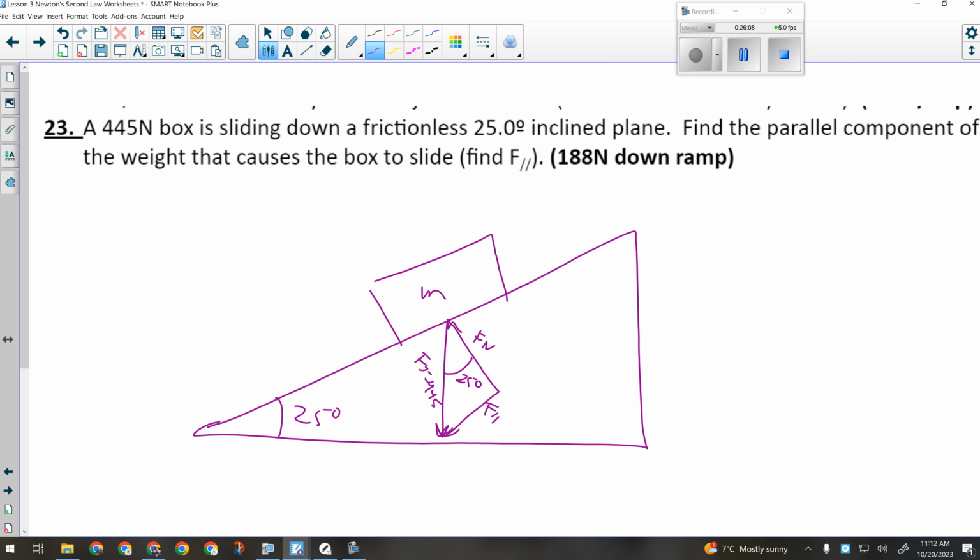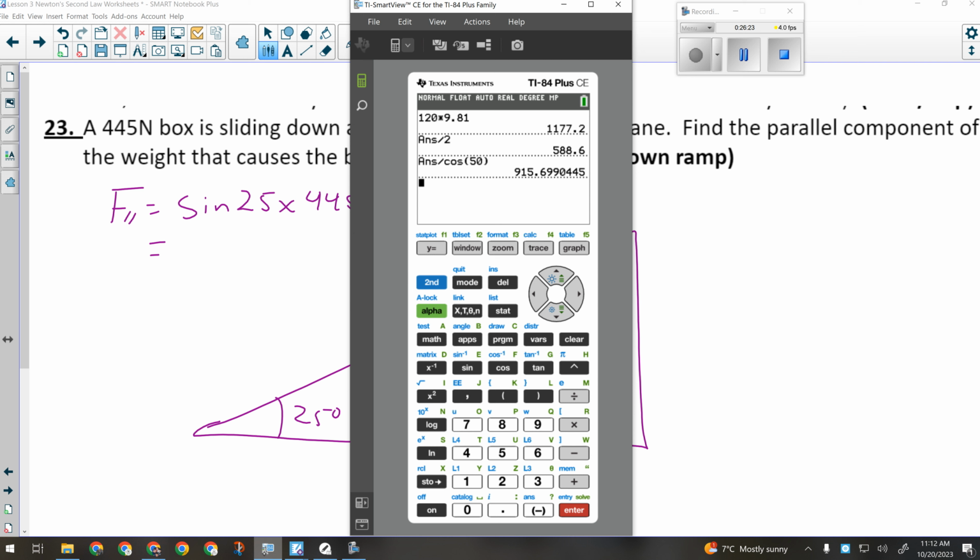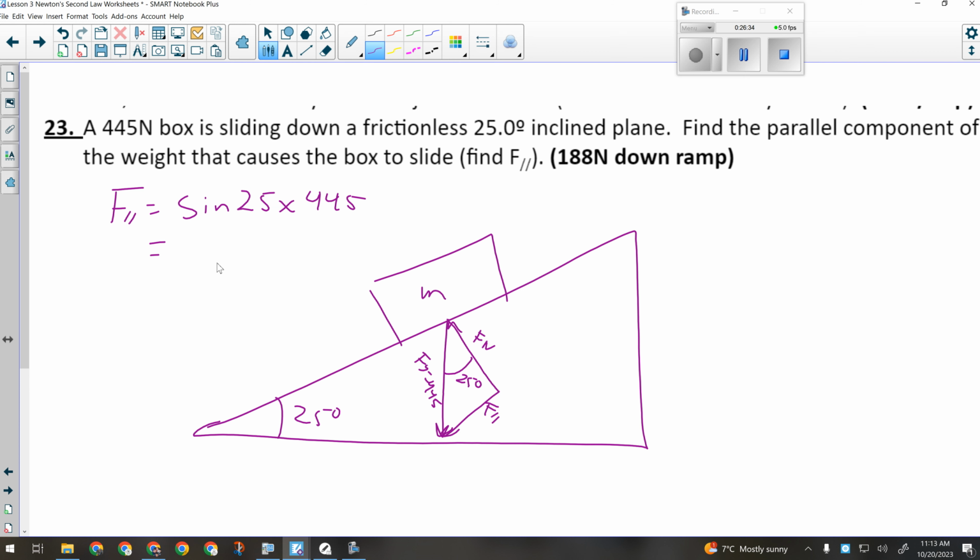I can. Okay, so what we would have here would be that F parallel is going to be the sine of that angle, because it's the opposite side, times the hypotenuse, 445 newtons. Right? And that's all there is to that question, is sine of 25 times 445. Okay, so 188 points, well, we only have 3 significant digits there, so 188 newtons down the ramp.